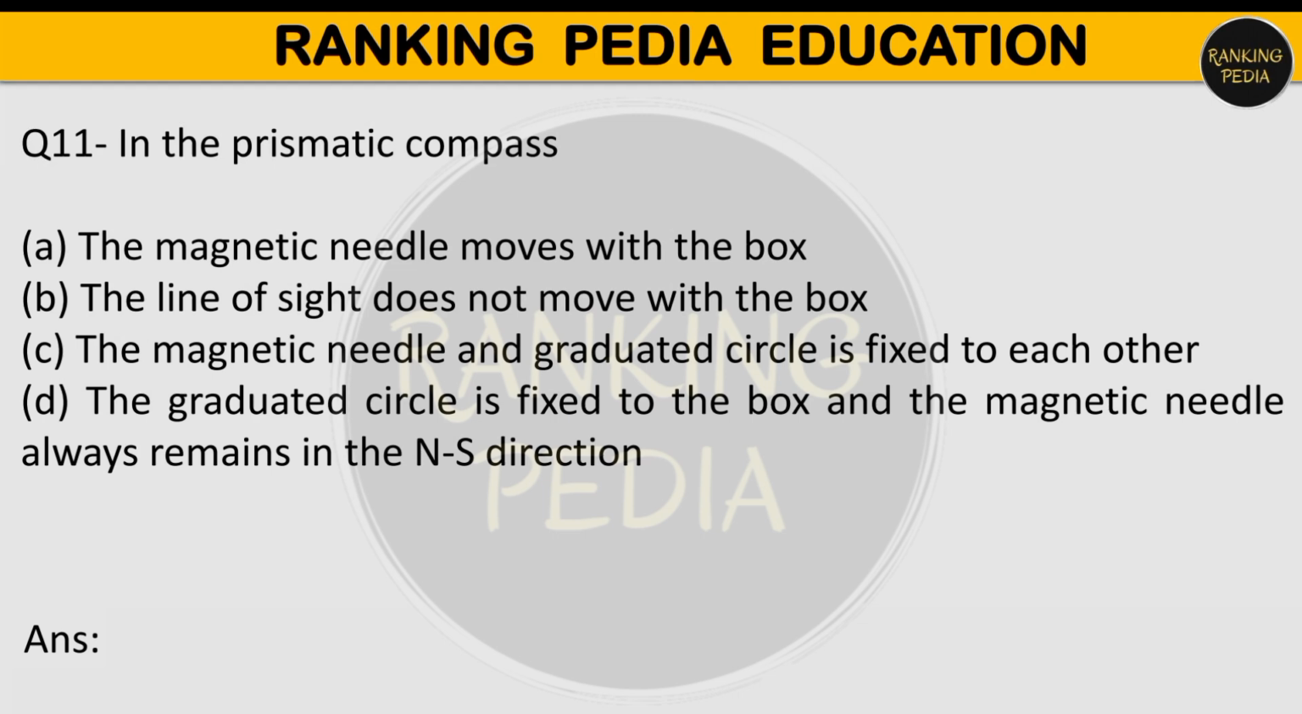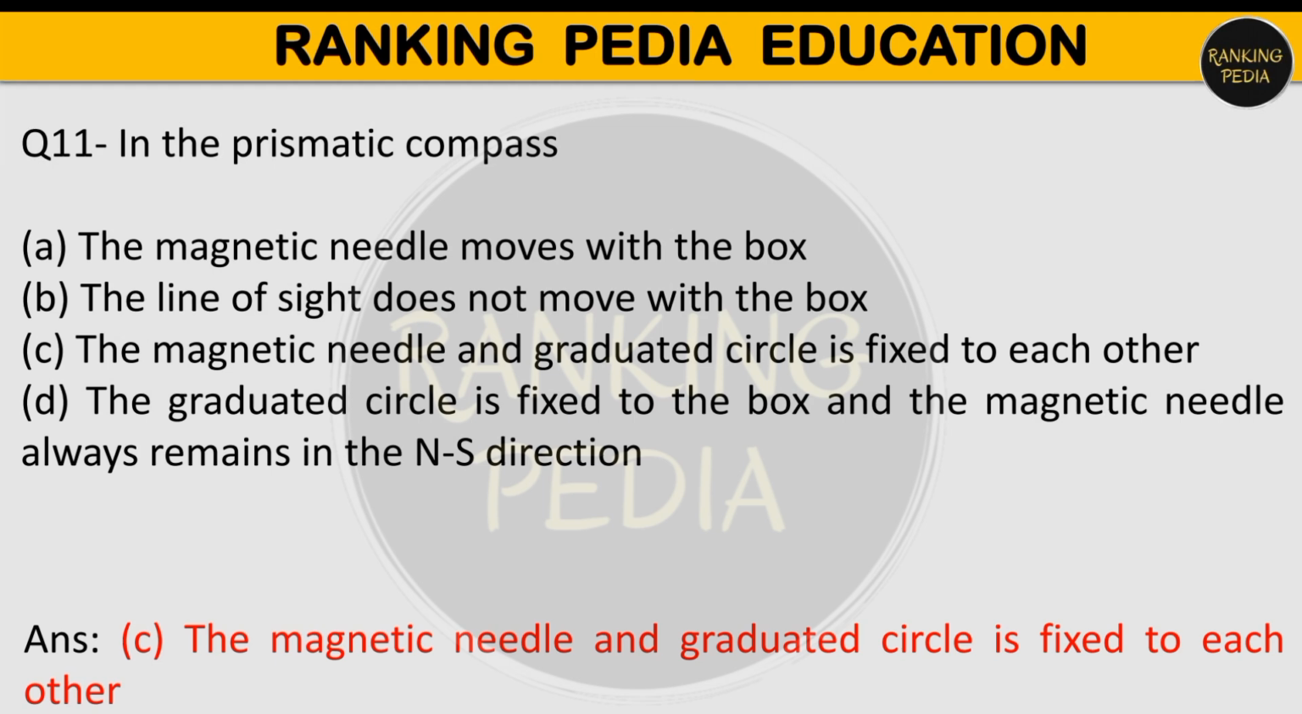You have to answer this. So in the prismatic compass, your graduated ring is attached with the needle, and the ring does not rotate with the line of sight. That is, option number C is correct. The magnetic needle and graduated circle are fixed to each other.